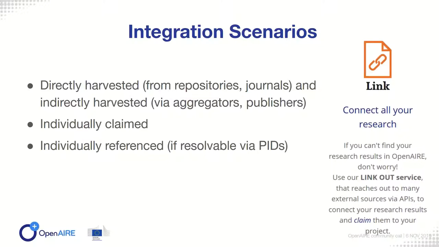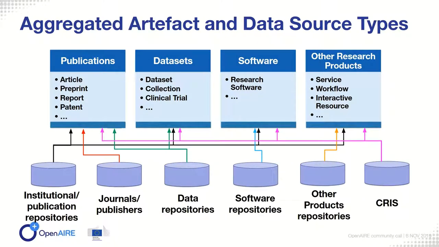Articles, and we set references via personal identifiers. So there are a lot of types of repositories, and these repositories have many types of research outputs. We have the big four: publications, data sets, software, and other research products. And we are harvesting these from institutional repositories, thematic repositories, also journals, publishers, and data repositories.